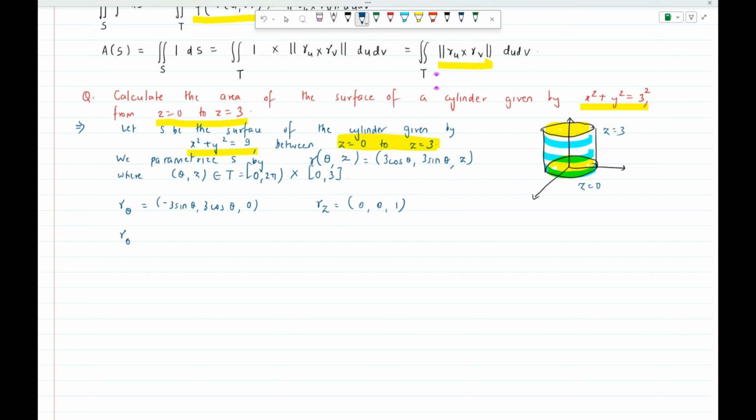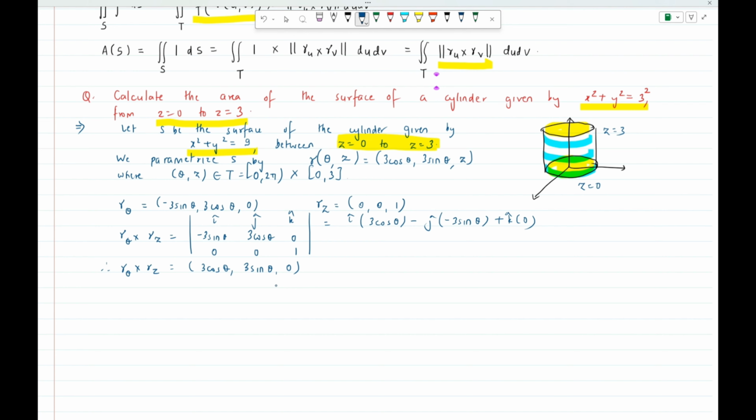Taking the cross product, we will get gamma theta cross gamma z, and that is evaluated as the determinant with i, j, k as the first row, the second row being negative 3 sin theta, 3 cos theta, 0, and the third row being 0, 0, 1. For the i component, we are going to have 3 cos theta, minus the j component, we'll have negative 3 sin theta, and the k component will be 0. So thus we have the fundamental vector product to be 3 cos theta, 3 sin theta, 0.